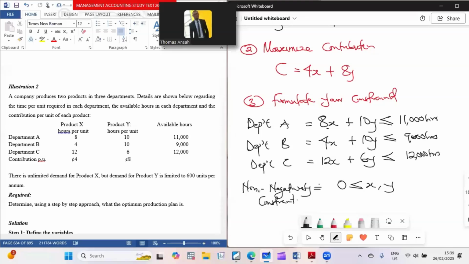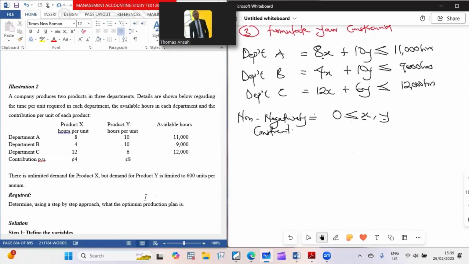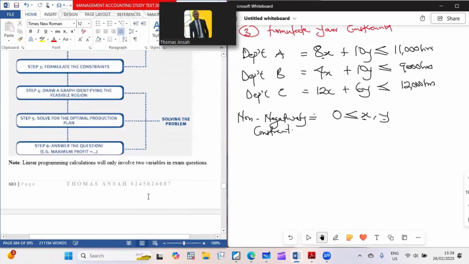What does it mean? It means that the production of X and Y should be greater than or equal to 0. Basically, it should not go negative. So now we have done all of these.